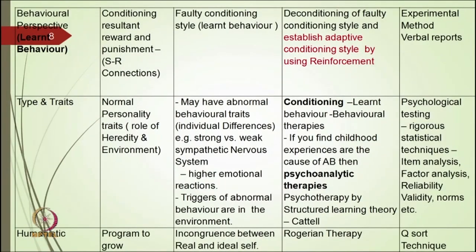So, normal behavior as per this school is that we are programmed to grow and we are growing, but sometimes we have incongruence between real and ideal self, and that is the cause of abnormal behavior. Rogers has proposed Rogerian therapy to treat abnormal behavior, and their technique is the Q-sort technique, which will be discussed later in detail.